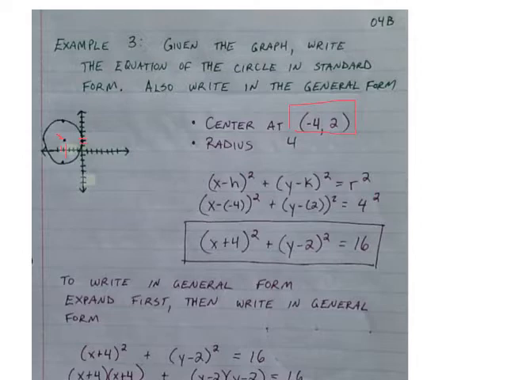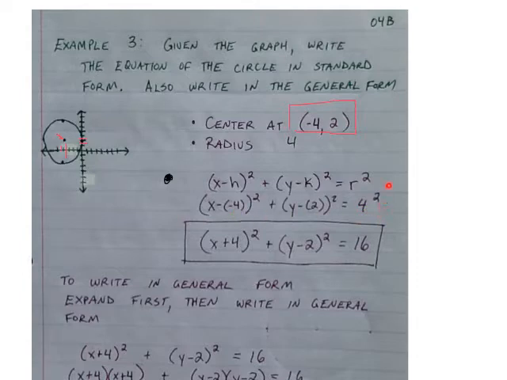So our standard form of the equation is (x minus h) squared plus (y minus k) squared equals r squared. So we plug in these values. -4 goes in for h, and 2 goes in for k, and then 4 goes in for r.